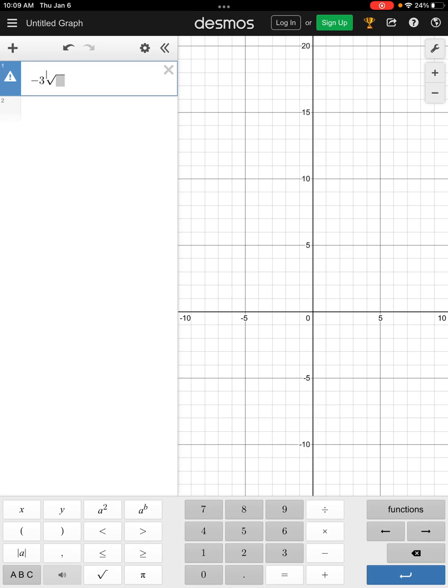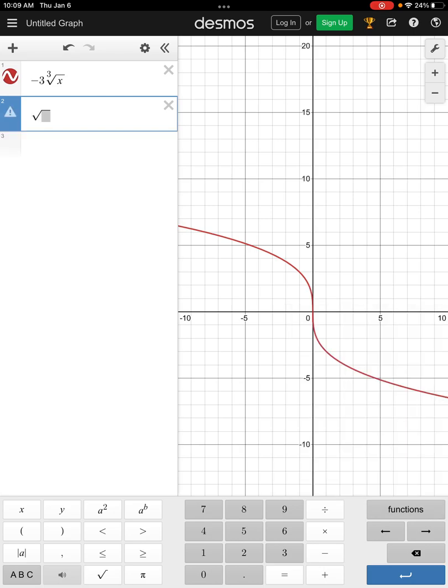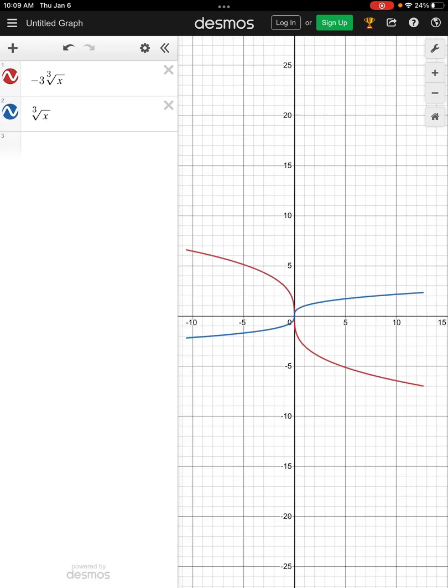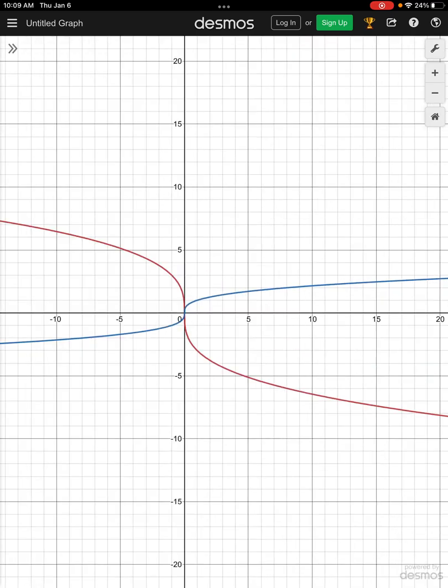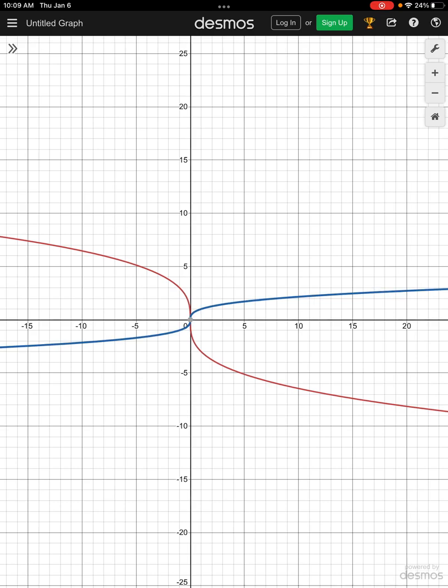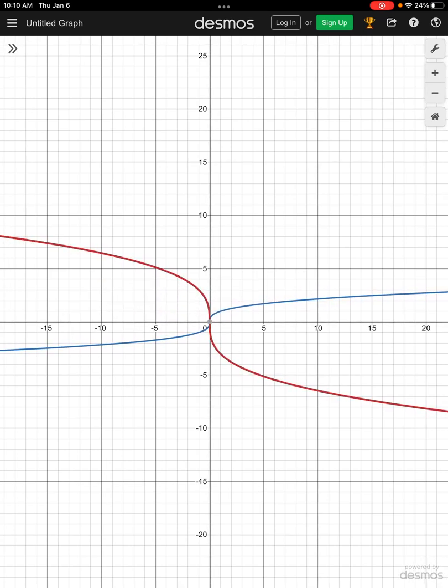Right there, we can type in the 3, plug in an x, and there's my function. If I wanted to compare it to the original function, which again was just the cubed root of x, we can see that we have it right here. And this is how you can find different values.